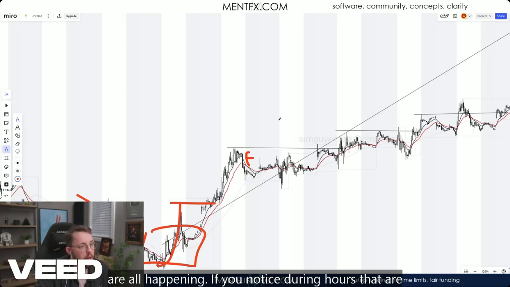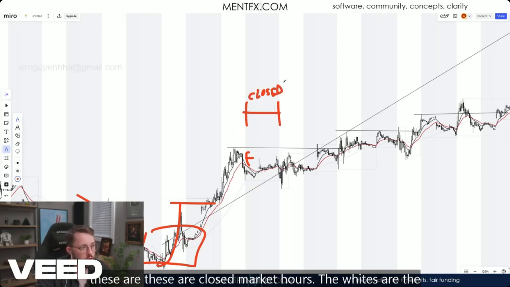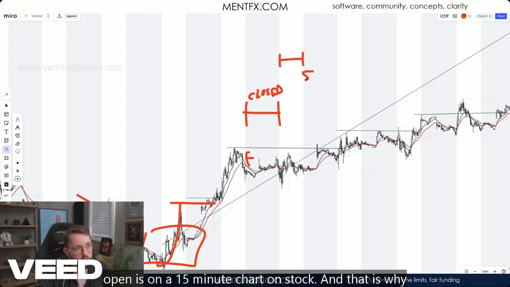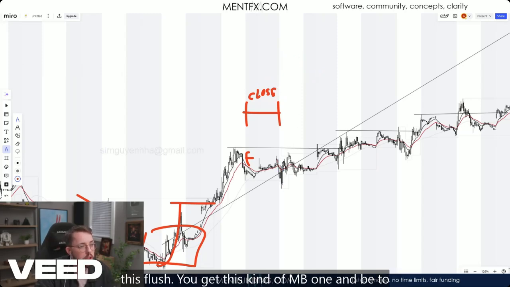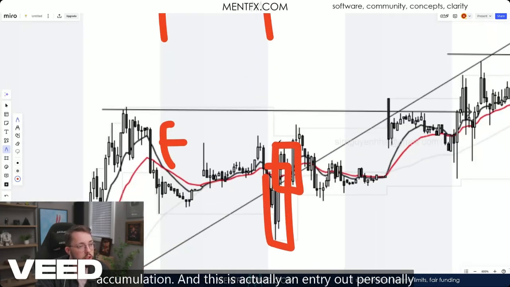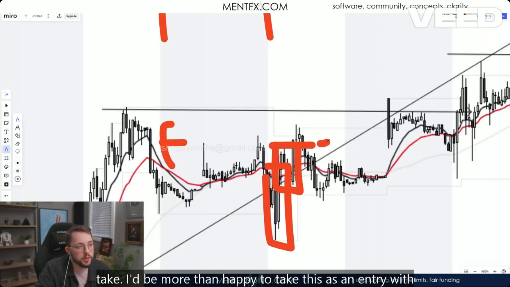But again, these are all happening, if you notice, during hours that are closed, or at least that I don't personally trade during. So these are closed market hours. The whites are the open. This is on a 15-minute chart on a stock, and that is why that's the case. And you can see as price opens up, we get this flush. You get this kind of MB1, MB2 accumulation, and this is actually an entry I would personally take. I'd be more than happy to take this as an entry with my stop probably somewhere here.